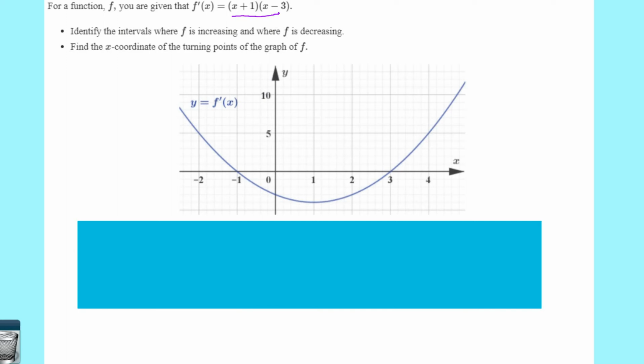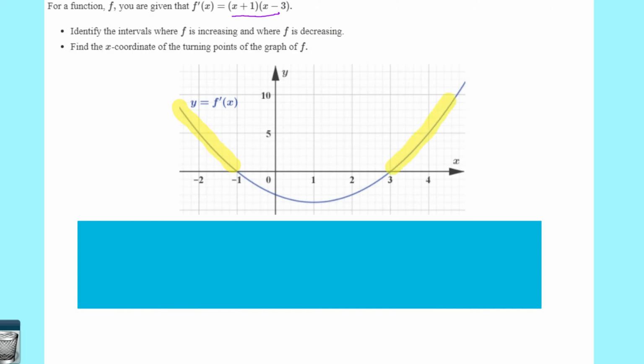Now, we want to identify the intervals where the original function f is increasing and where f is decreasing. Remember, this is the derivative function. I'm going to highlight some important ideas. These values on my graph represent the slopes. What do you know about slopes? Slopes can be either positive or negative. That's the importance.